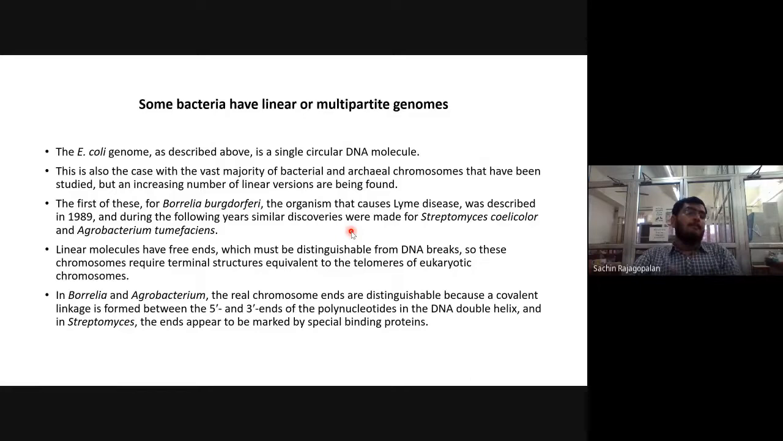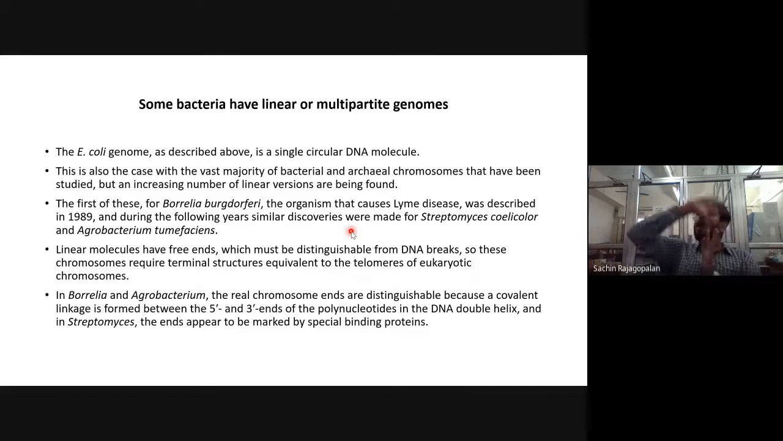Now comes a very important point. Some bacteria may have a linear or multipartite genome. We will see what this means. अब तक हमने E. coli के genome के बारे में देखा. हमने देखा E. coli का जो genome है वो single, circular, double-stranded DNA molecule. And the vast majority of bacterial and archaeal chromosomes also show this.